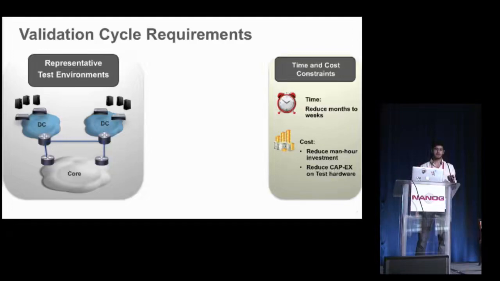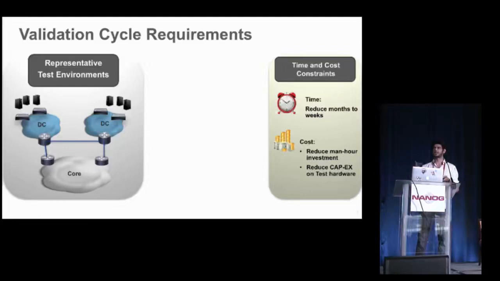So the general requirement tends to be that you want to be able to reduce the months to potentially weeks. That is definitely an initial goal. In addition to that, you want to reduce the man-hour investment that you actually have when you go ahead with these validation cycles. But more so, the capex on the test hardware actually hits a lot of the customers a lot of times.